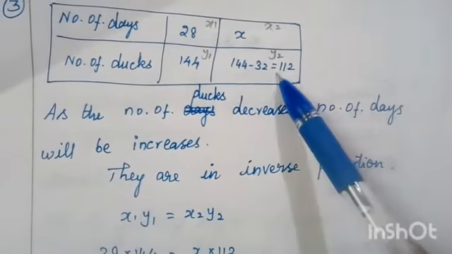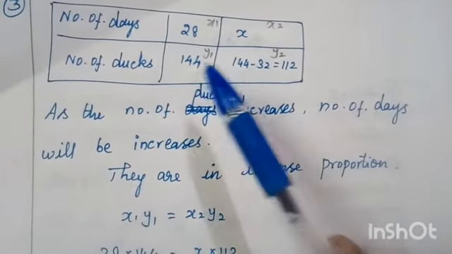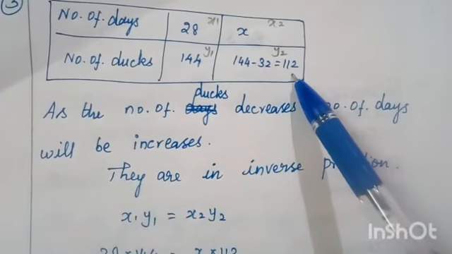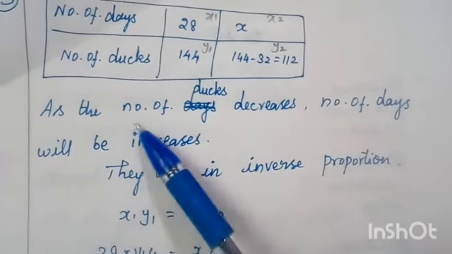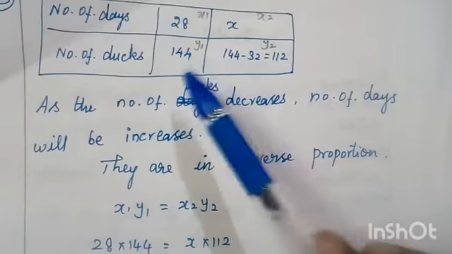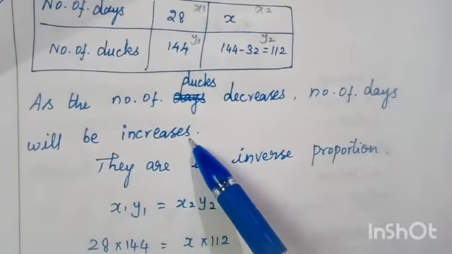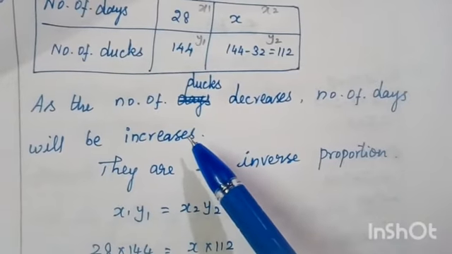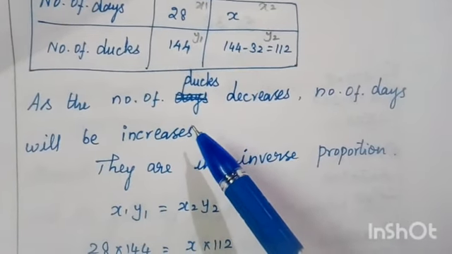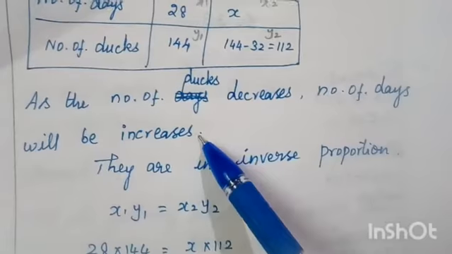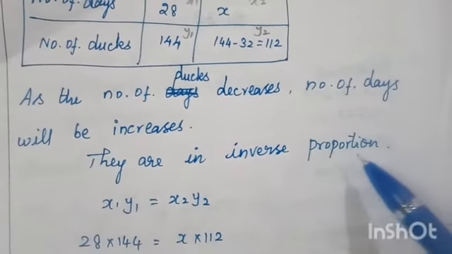So now you have to compare these two, the number of ducks. It is 144, it is 112. As the number of ducks decreases, the number of days will increase. The food will last longer, the time taken of the food will increase. So they are in inverse proportion.